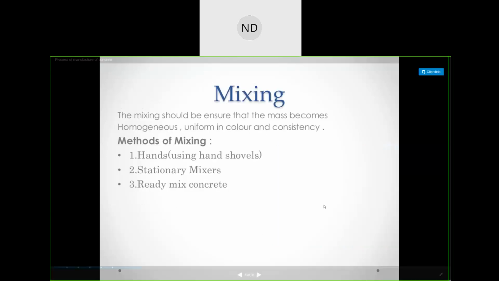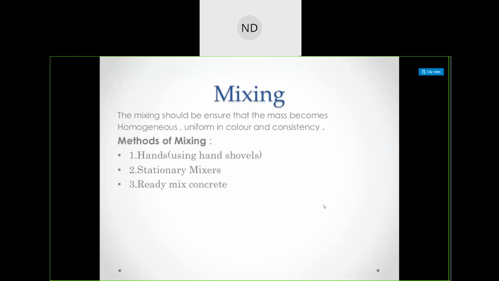Then we have the next step in the manufacture of concrete. We were talking about the manufacturing of concrete, right? So the first step was your batching. Batching was measuring the ingredients which you want for your concrete, which are your cement, fine aggregate, coarse aggregate, and water. Okay, and by default your air is present at about 6%. So the first step was batching.